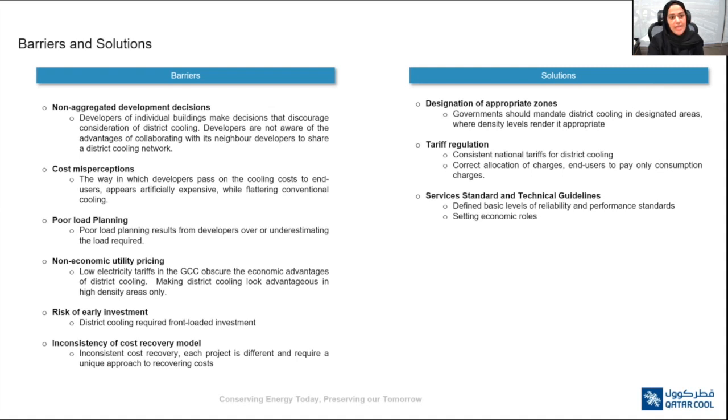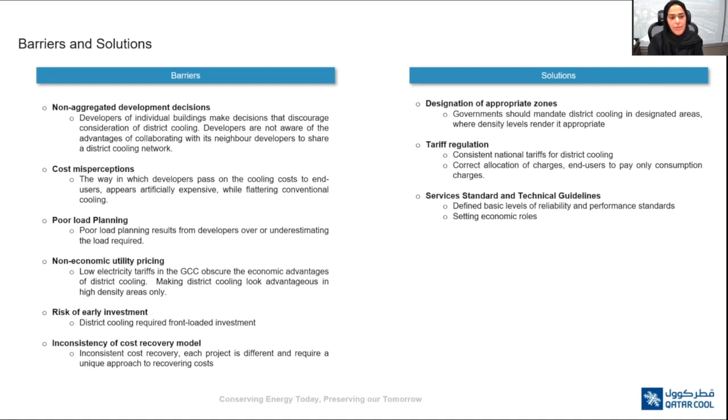Another barrier is cost misperception. Developers usually pass on the cooling cost to end users. This leads to district cooling appearing to be expensive. That is another barrier. Another one is the poor load planning. Poor load planning results from developers overestimating or underestimating the load required. Another barrier is the non-economic utility pricing.